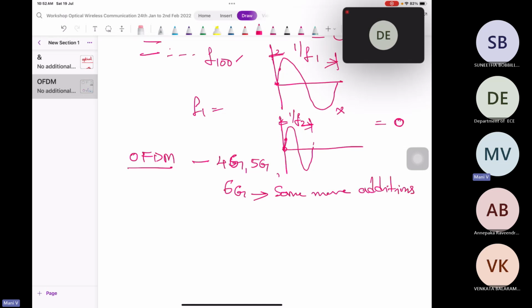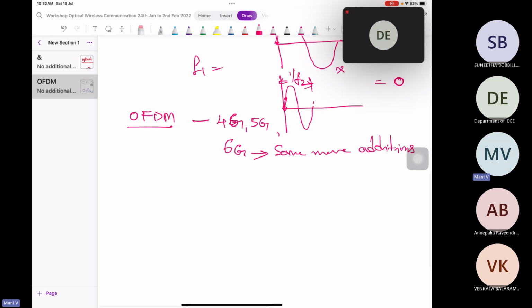So what does it say? The orthogonal carrier frequencies. Actually, consider the data that is coming. Suppose I want to transmit a single user's data. His data rate required is maybe around 1 Gbps, that means gigabits per second.